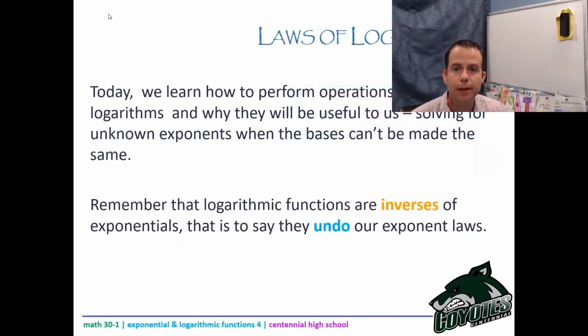So today we learn how to perform operations on logarithms and why they will be useful to us: solving for unknown exponents when the bases can't be the same. Remember that a logarithmic function is the inverse of an exponential function. That is to say that a log undoes our exponent laws. Okay, so how does that work?